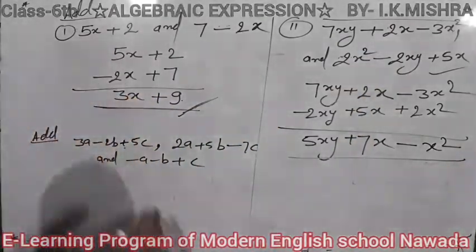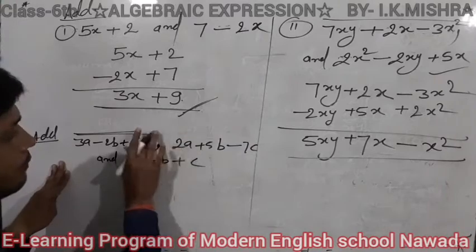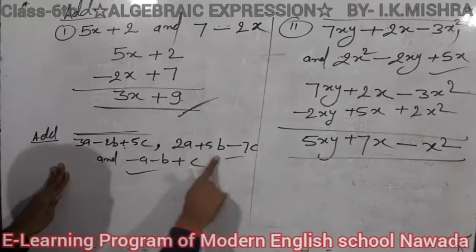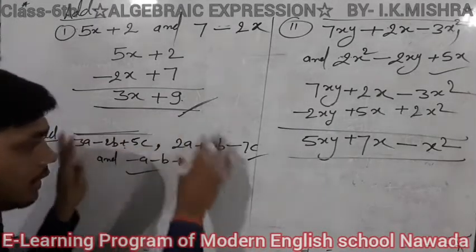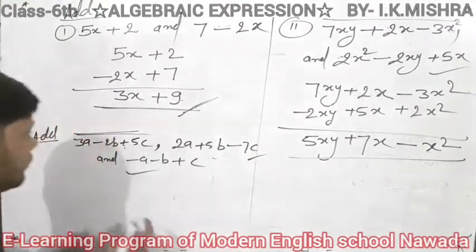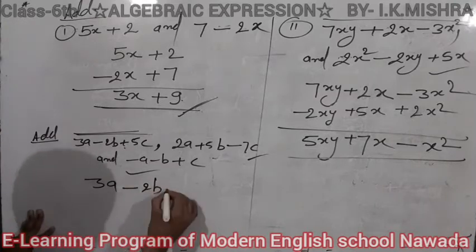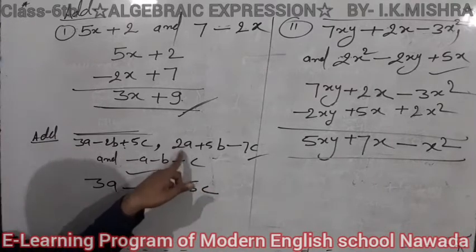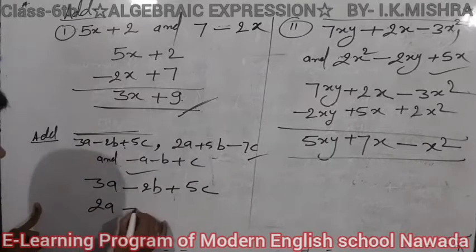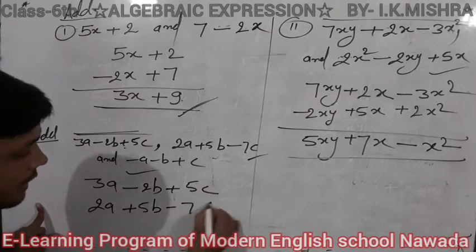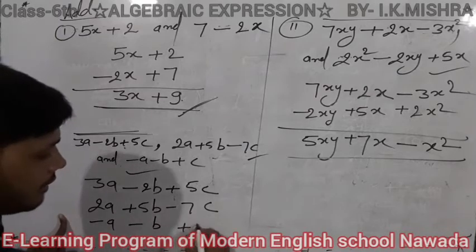Now here students, another question is written here, three algebraic expressions 1, 2 and 3. Here 3 expressions are written and you have to add. That means first of all arrange all of the like terms in a column. First of all write here 3a minus 2b plus 5c. After that here 2a plus 5b minus 7c. And then minus a minus b and plus c.